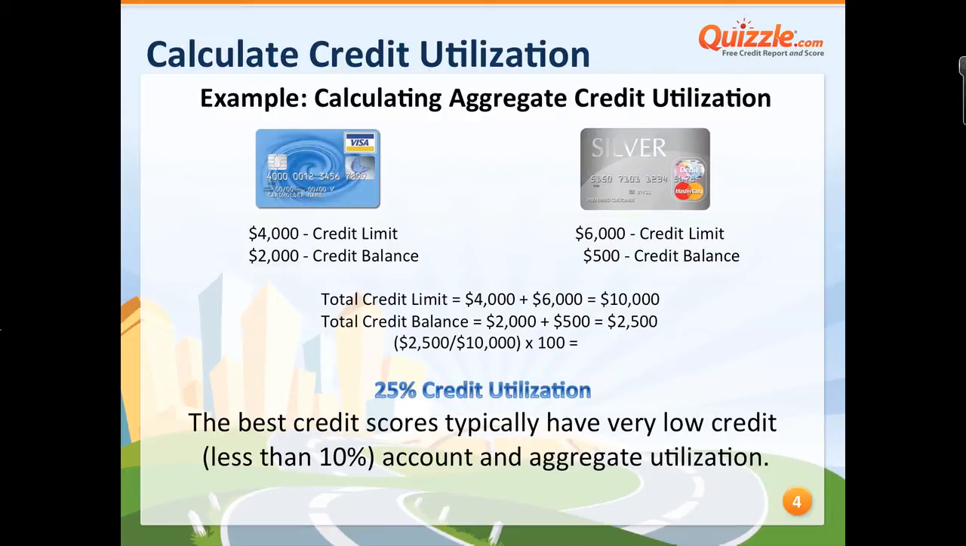So those were the individual account levels. We're going to take the same scenario and now we're going to do another calculation which is taken into consideration, and that is your aggregate credit utilization. So across all of your accounts, as we put them together, what does that credit utilization look like? Taking the exact same scenario, we're going to take our Visa card and our MasterCard and add them together. So when we look at credit limit, we're going to add the $4,000 plus the $6,000, and we come up with a total credit limit of $10,000.